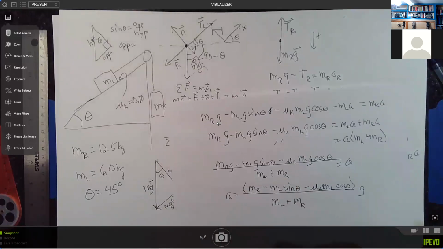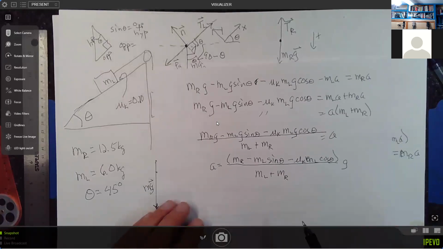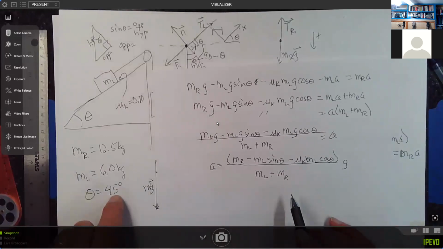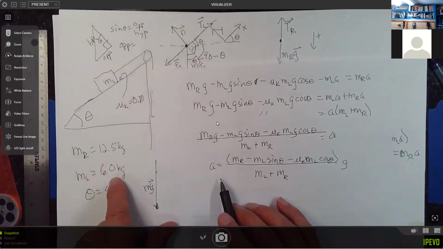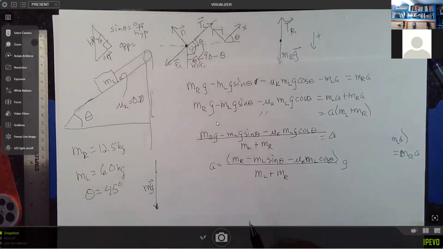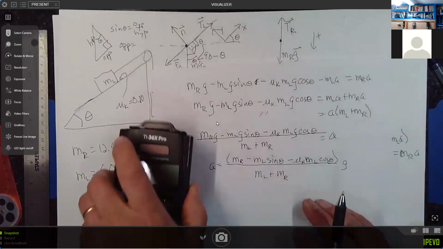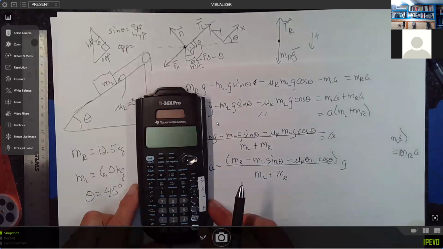Okay, should I plug that into my calculator? I'd need to remind myself. Theta is 45 degrees. M sub r is 12.5. M sub l is 6.0. And you have to be super careful punching this into a calculator. So I'll just show you what I would do to be super careful.